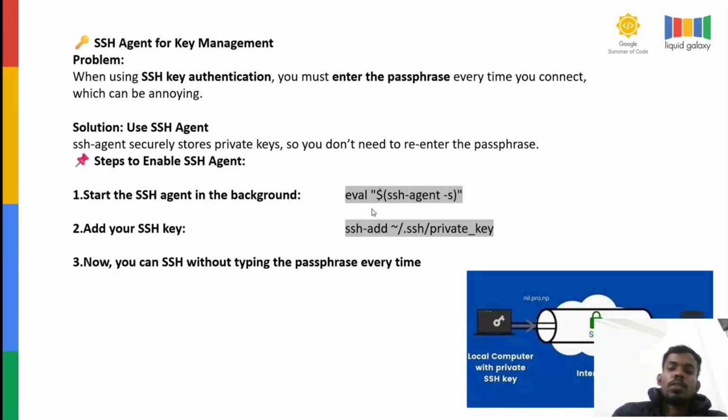When using SSH key authentication, you often have to enter your passphrase every time you connect to a server. This can be frustrating if you connect frequently. To solve this problem, we use SSH agent, which is a tool that securely stores your private key in memory, so you don't have to enter it again and again, and it makes the process a lot simpler than before.